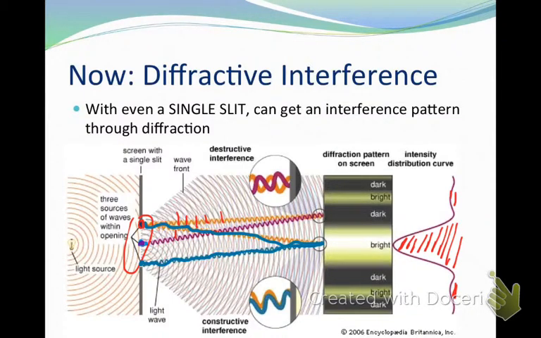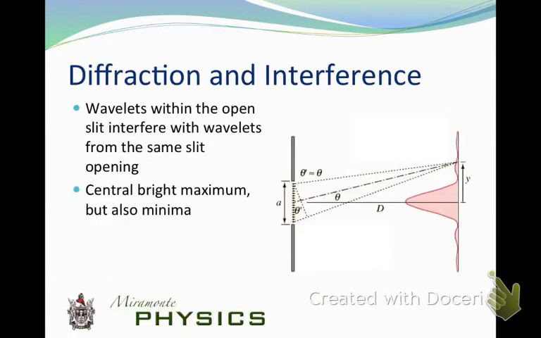But then on the outer edges, you're going to get little dark spots of interference, where one portion of the wave came up and destructively interfered and canceled out the wave from another section. So you get little dark spots. So that's the idea behind diffraction.